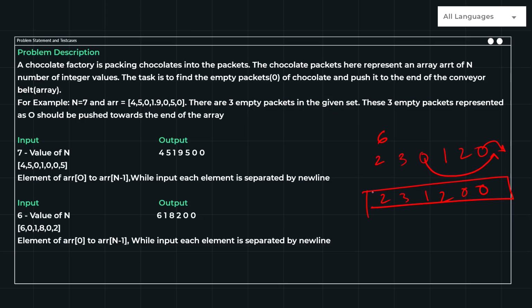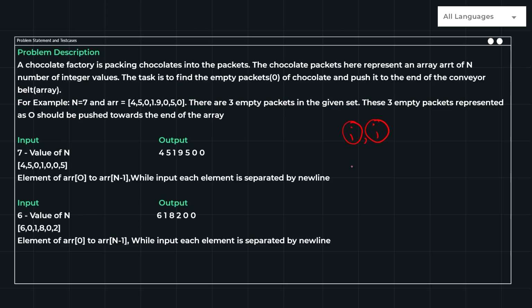So that's the problem. Now let us see how we are doing it. At first you can just take i and j, where i will go over all the indexes and j will be your index. Whenever you are at i, you are taking the input for array of i, but you are not storing it in array of i, you are storing it in array of j. If it is not 0, then only you do a j++.